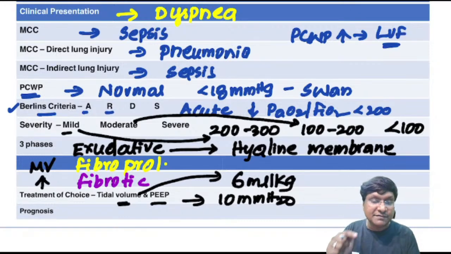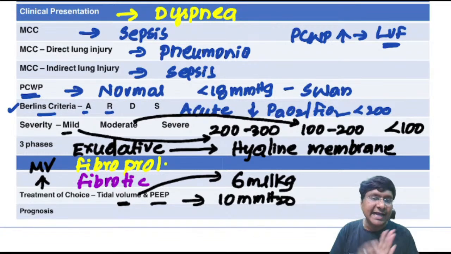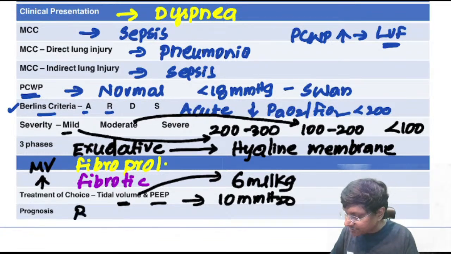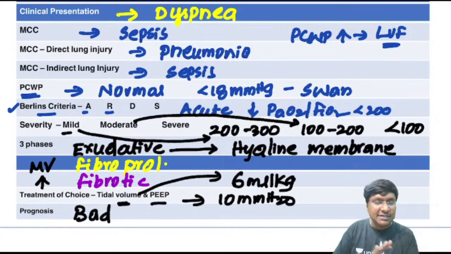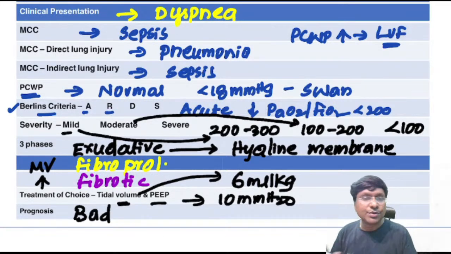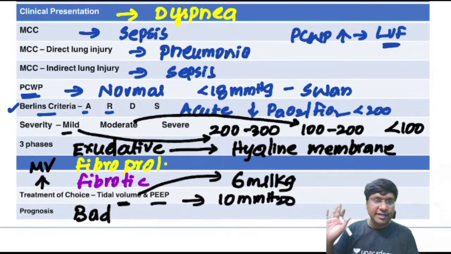So what is the purpose of this PEEP? The purpose of the PEEP is to open the alveoli. PEEP stands for positive end expiratory pressure. And how will be the prognosis in patients with ARDS? They will have a bad prognosis. So this is about your ARDS, that is non-cardiogenic pulmonary edema.